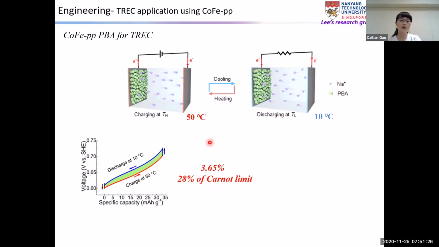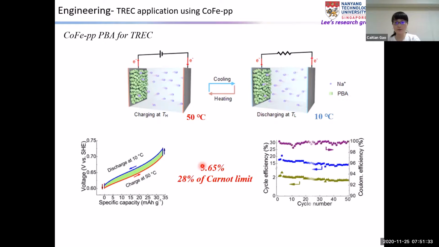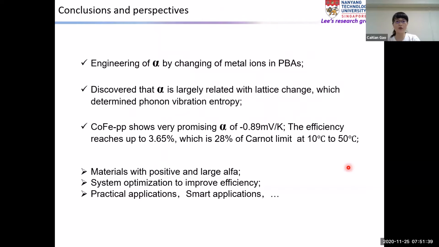To point out here, this is just a half cell. We may gain higher efficiency in the full cell. Also, we studied the stability of the system, and we found it quite stable after 50 cycles.